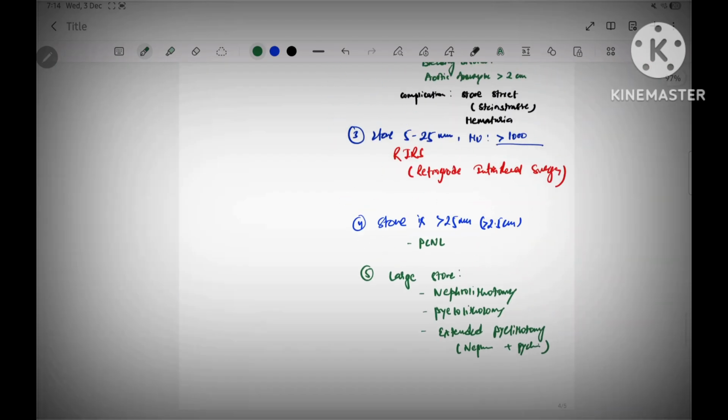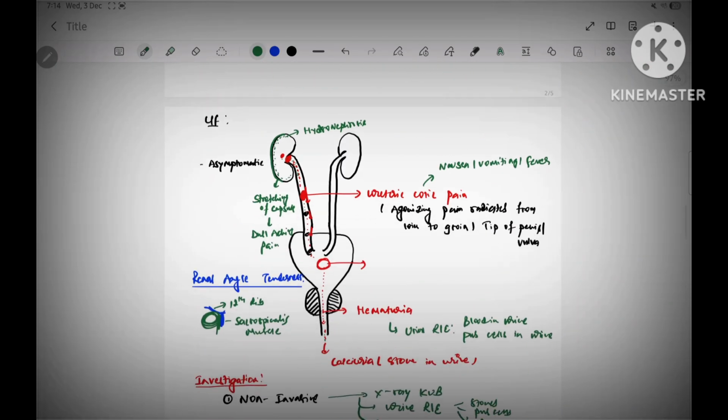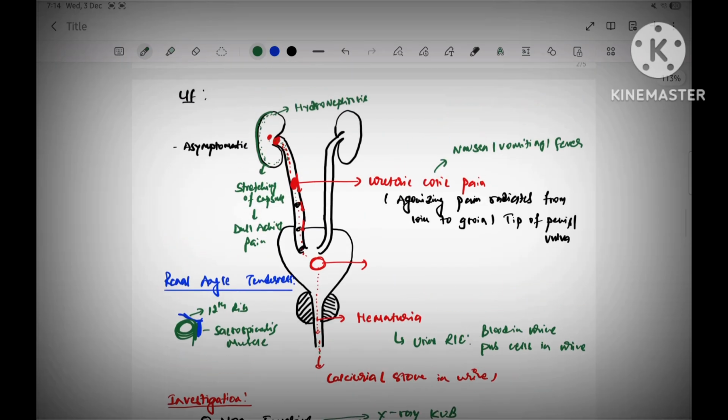So we can see from this figure also that if the stone is in the renal cortex and it is larger, then we can do the nephrolithotomy. If it is in the pelvis or in the ureter, we can do pyelolithotomy. And extended pyelolithotomy is when the stone is present between the pelvis and renal cortex, or if we cannot operate by nephrolithotomy.